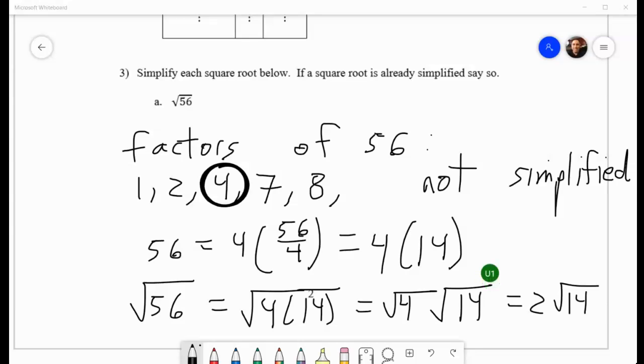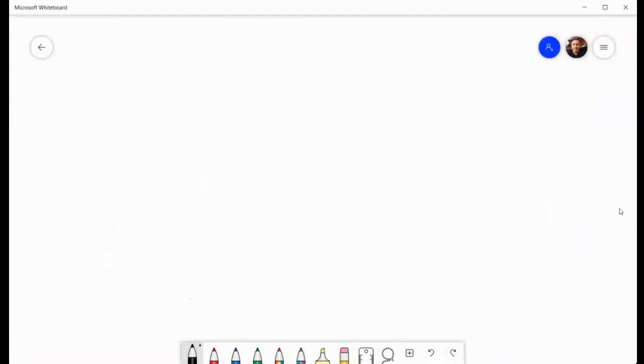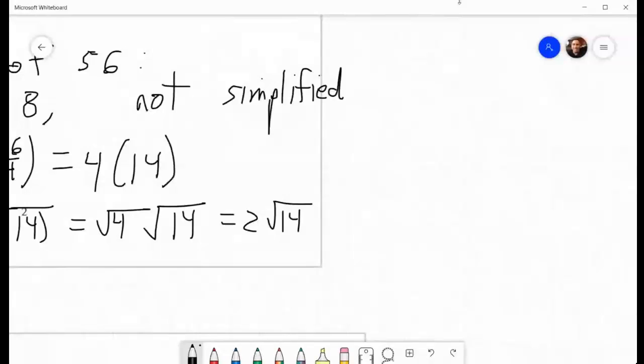But again, we're really not done because we want to know if the square root of 14 is really simplified or not. I mean, it turns out it is, but let's show it. Okay, so I'm going to have to go off the page here. Move this over. Oh, no. Come on. There we go. All right. So now let me write this down.